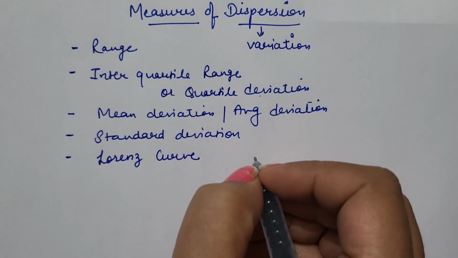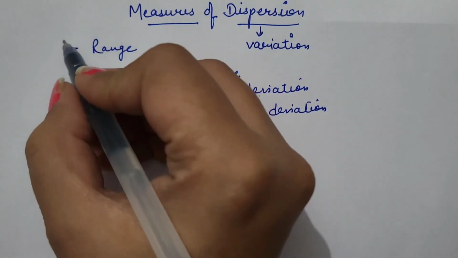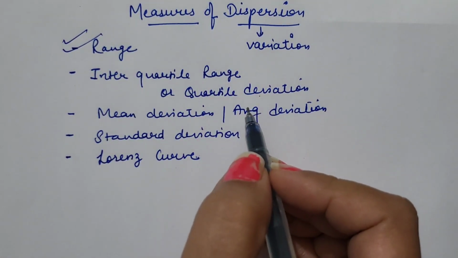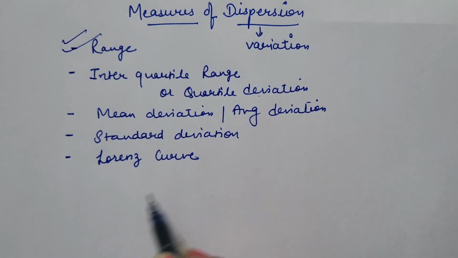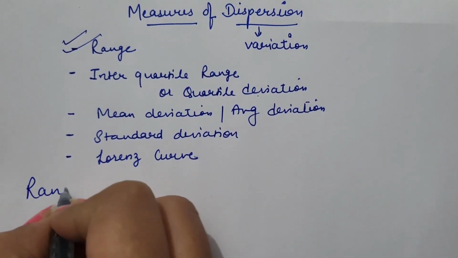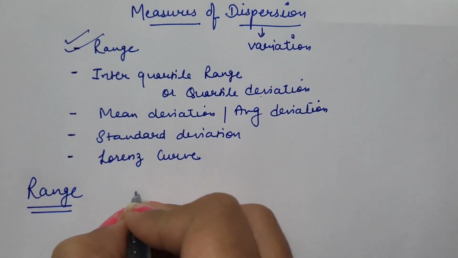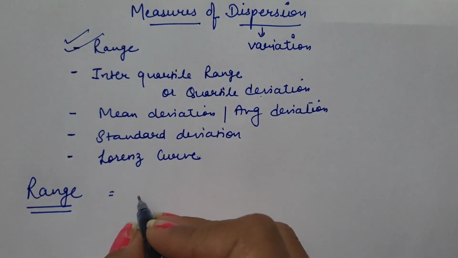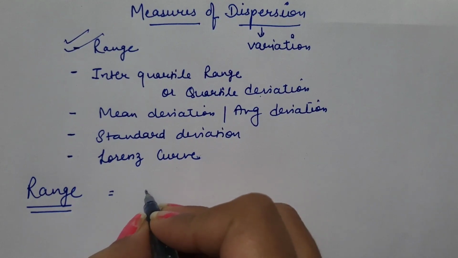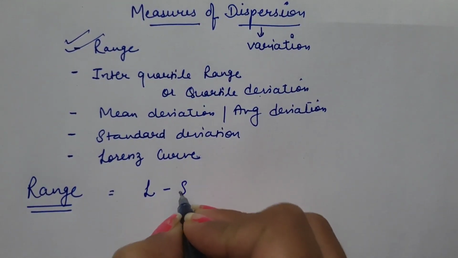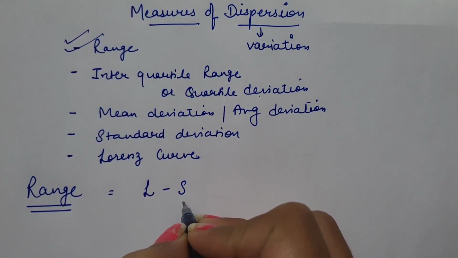सो इन दिस वीडियो आई विल कवर फर्स्ट मेजर ऑफ डिस्पर्जन, दैट इज रेंज. इट इज वेरी इजी टू कैलकुलेट एज वेल. सो टू कैलकुलेट रेंज, formula is very simple. We have to subtract smallest item from the largest item in a series.